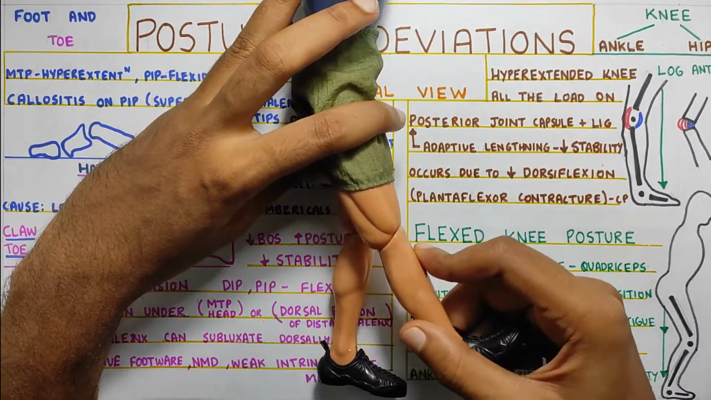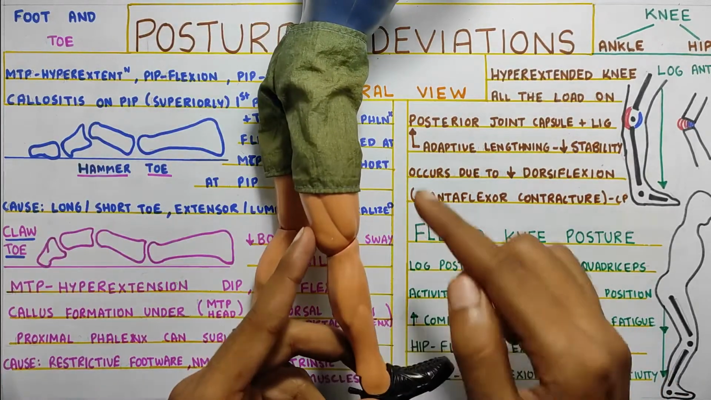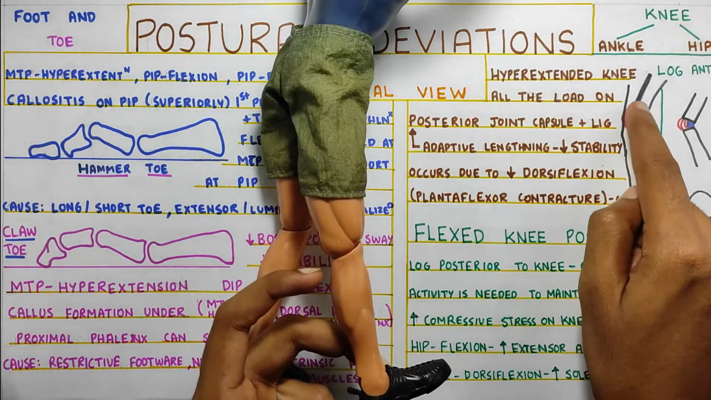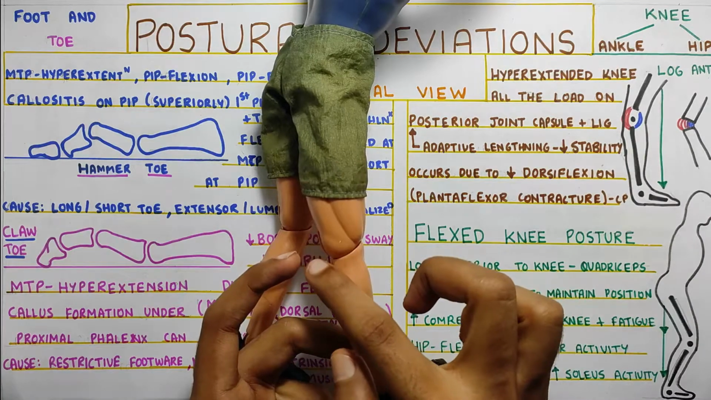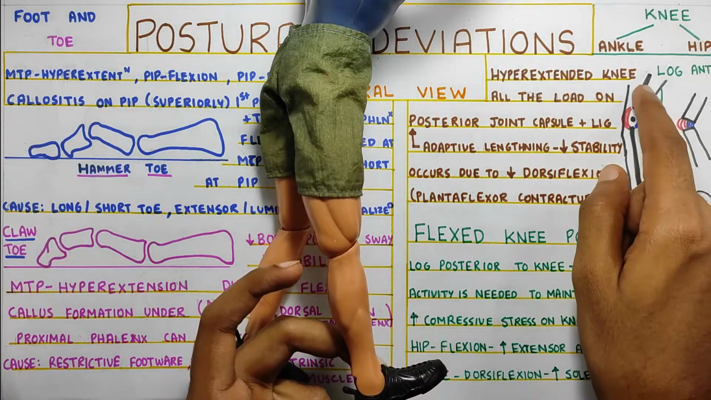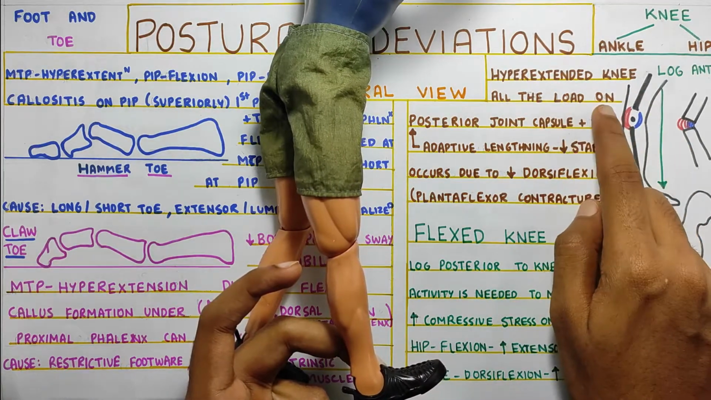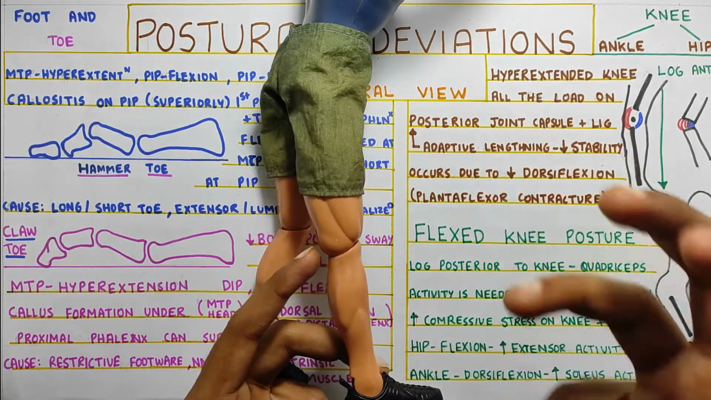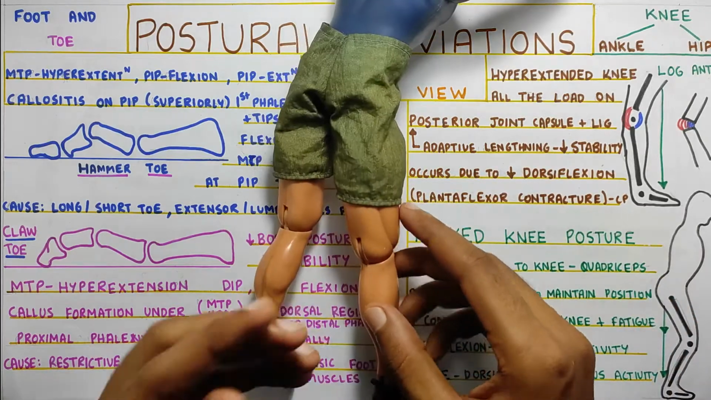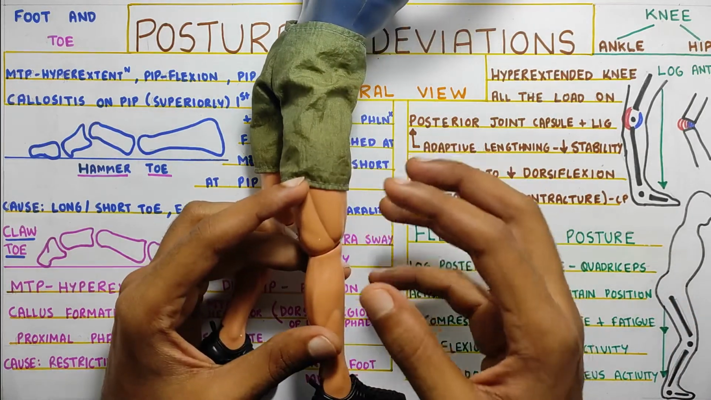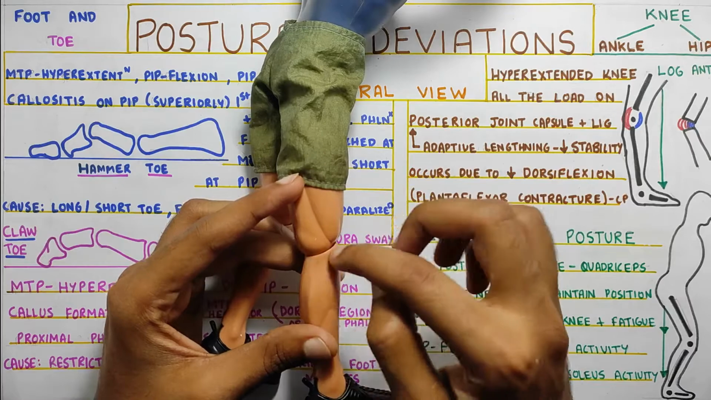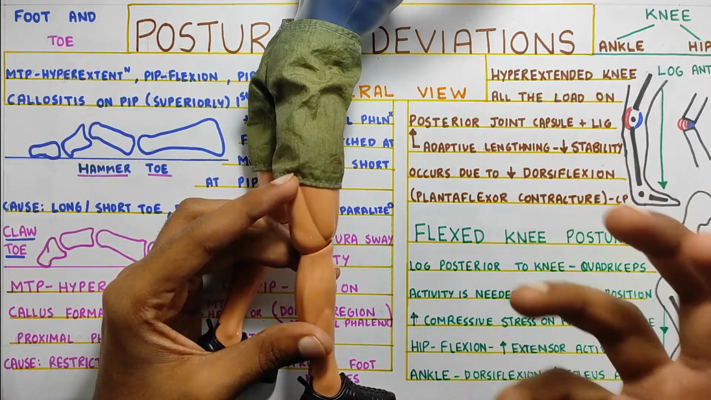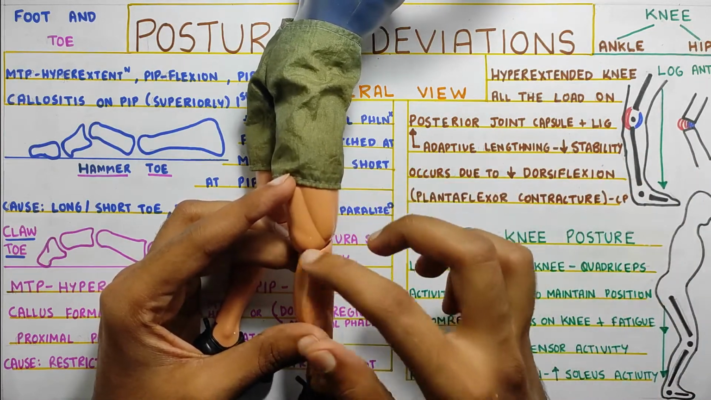But if your knee goes into hyperextension, the line of gravity will be going anteriorly and all the load will come on the posterior capsule. With all the load on the capsule and the ligaments, the capsule will start adaptively lengthening, and because of this lengthening, the stability that the capsule was providing to the knee joint will be lost, and it will reduce the stability in the knee joint.